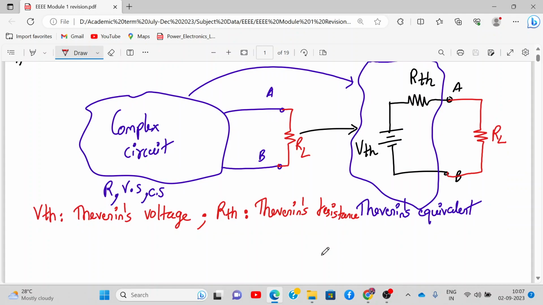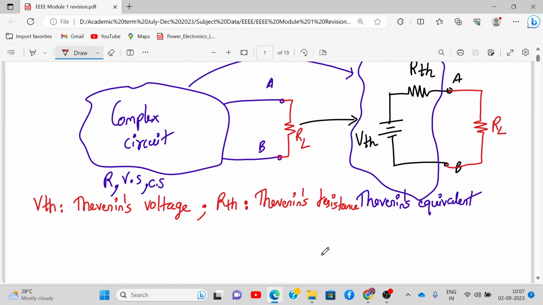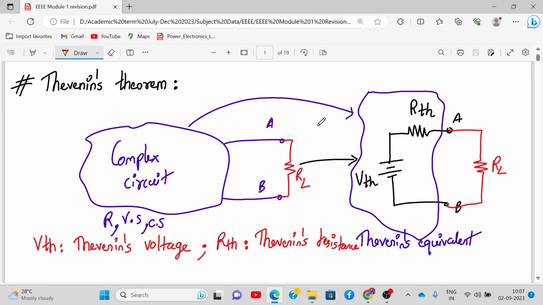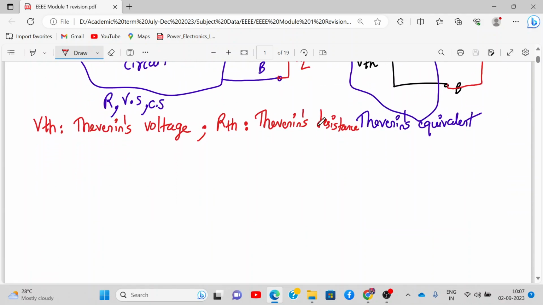Please write it down. How to calculate VTH. Our aim is to calculate VTH and RTH. That's it. And then the Thevenin's theorem will take over, and then we'll draw the circuit. So let's write down how to calculate VTH. In order to calculate VTH, you need to remove the load RL. RL is connected between A and B terminals.